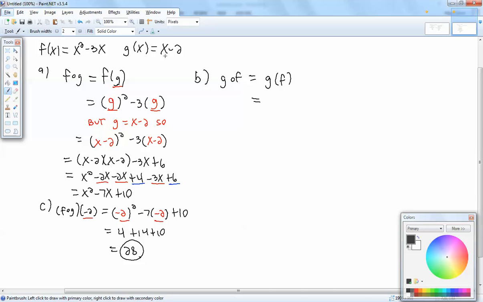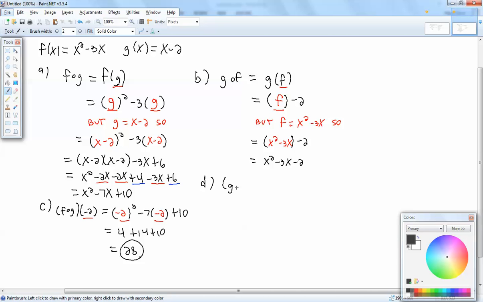So we're going to take our g of x, which is x minus 2, and everywhere we have an x, we'll put in parentheses. So we got parentheses minus 2. Now, whatever you have inside this parentheses automatically goes down here, which is f. But f is equal to x squared minus 3x. So this becomes x squared minus 3x minus 2, which those parentheses aren't doing anything. So we got x squared minus 3x minus 2.